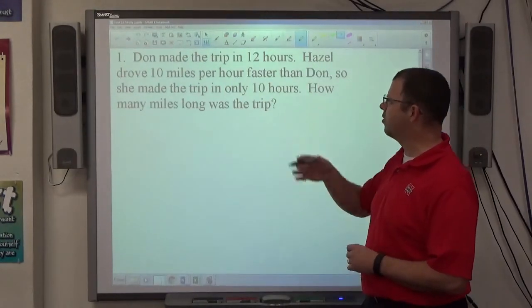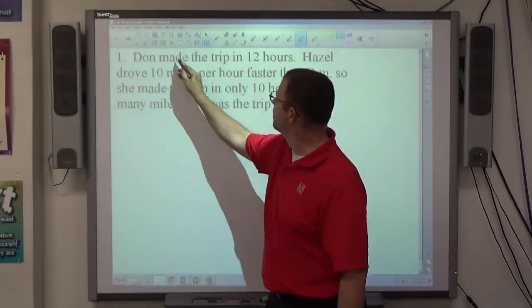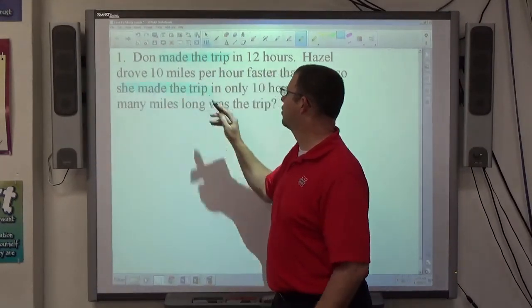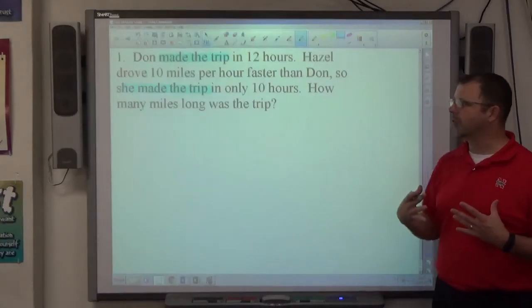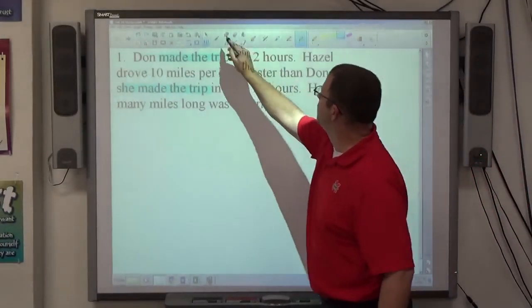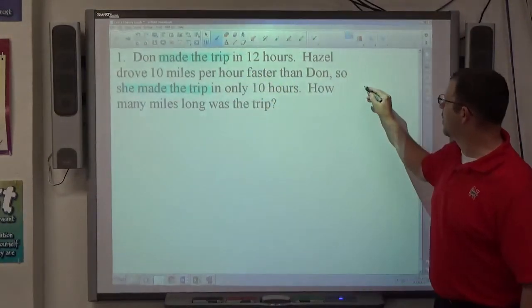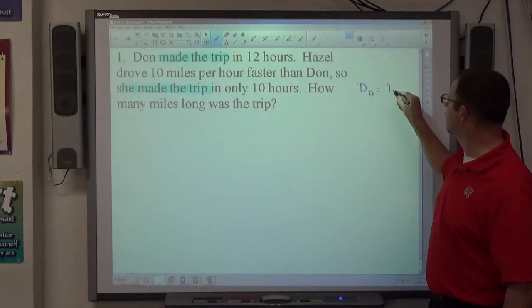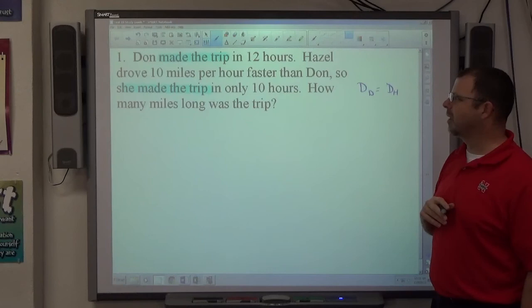They have no mention of distance, but they're talking about a trip. Don made the trip, she made the trip, so that's implying to me the trips are the same distance. So what I would do first is make my relationship of distances as Don's distance is equal to Hazel's distance, seeing as they made the same trip.